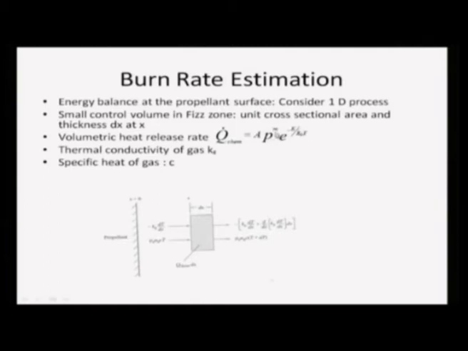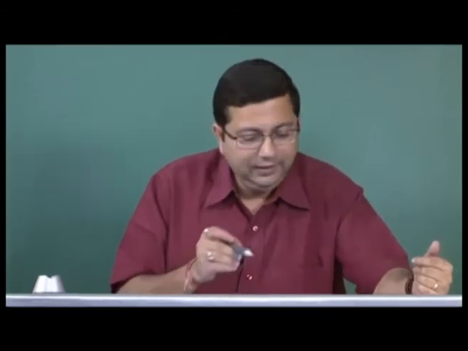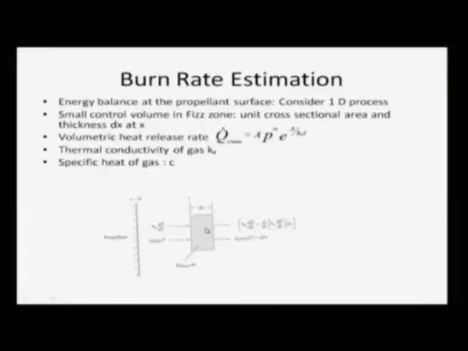P is the pressure. This is one index which has to be estimated. A is a constant, again that needs to be estimated. E is the activation energy, R naught is the universal gas constant, and T is the temperature. So, this is the volumetric heat release rate for this propellant which is burning. Apart from that, what are the other energy transfers taking place? First of all, there is conduction of heat into this control volume, and there is convection of enthalpy. There is a change in enthalpy across this control volume, right.